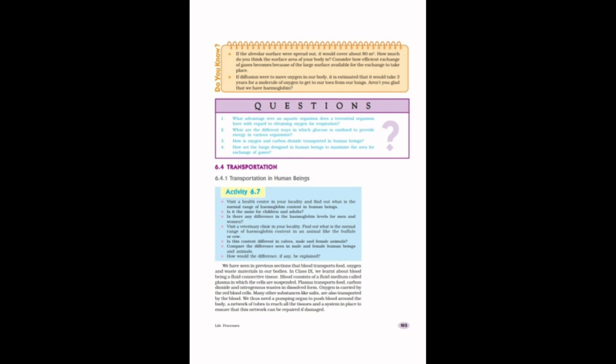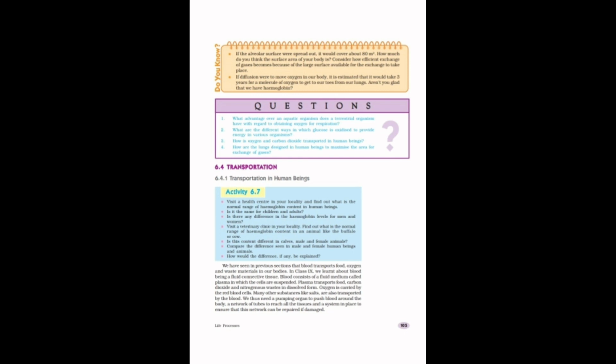Activity 6.7. Visit a health center in your locality and find out what is the normal range of hemoglobin content in human beings. Is it the same for children and adults? Are there any differences in the hemoglobin levels for men and women? Visit a veterinary clinic in your locality. Find out what is the normal range of hemoglobin content in an animal like the buffalo or cow. Is the content different in calves, male and female animals? Compare the differences seen in male and female human beings and animals. How would the differences, if any, be explained?